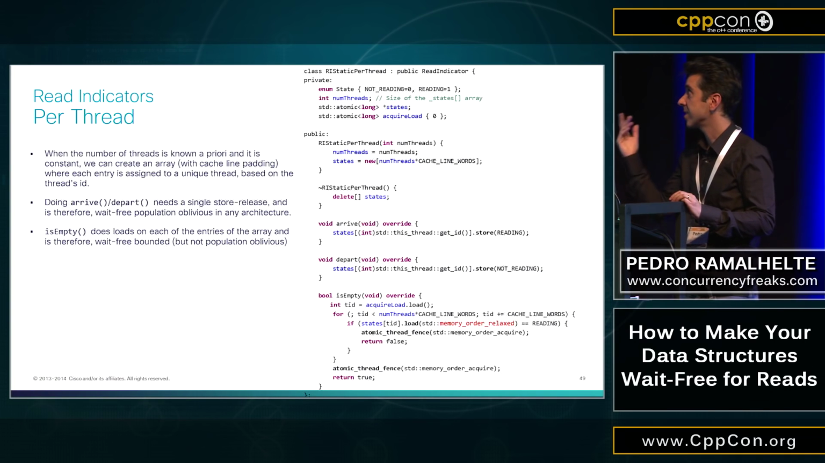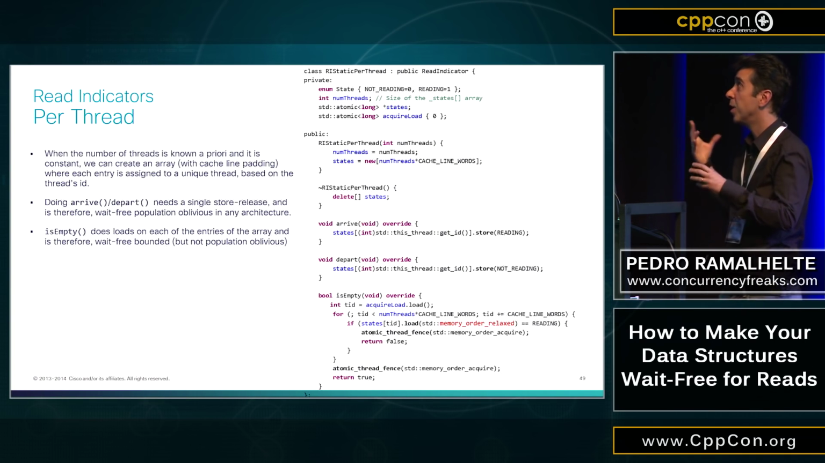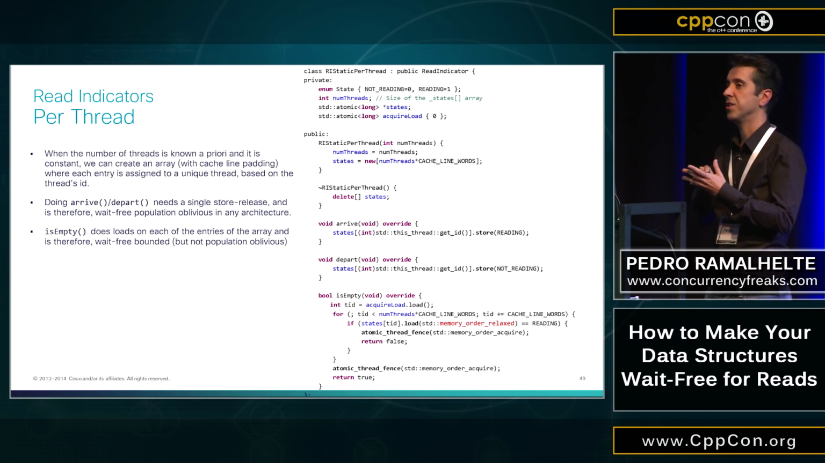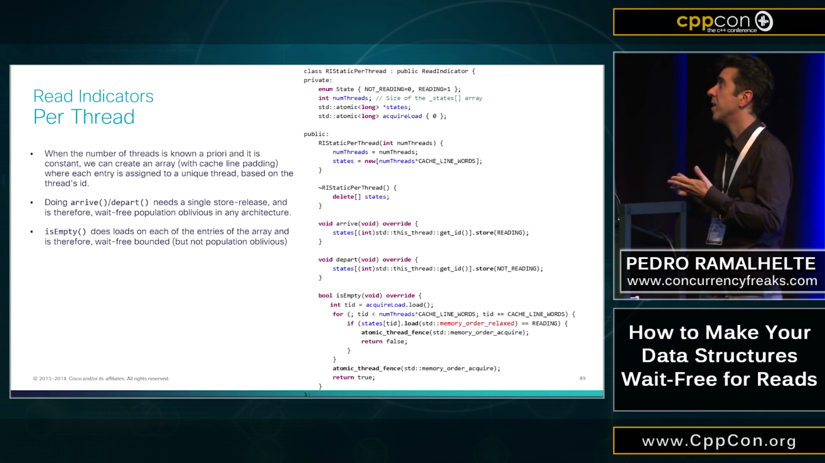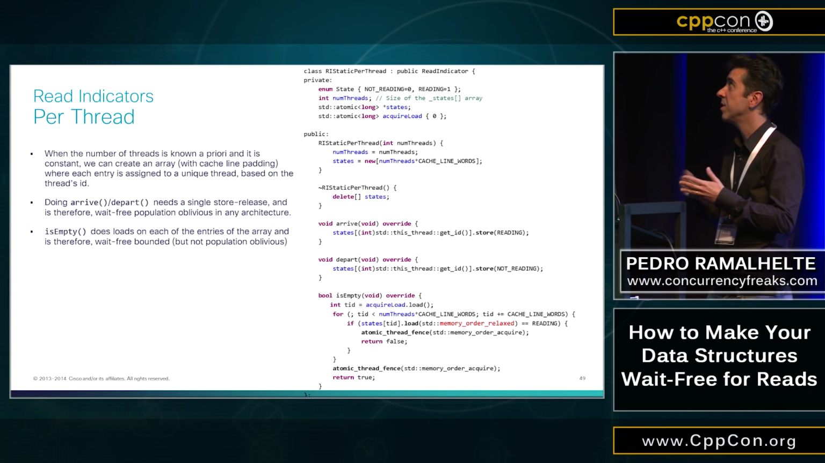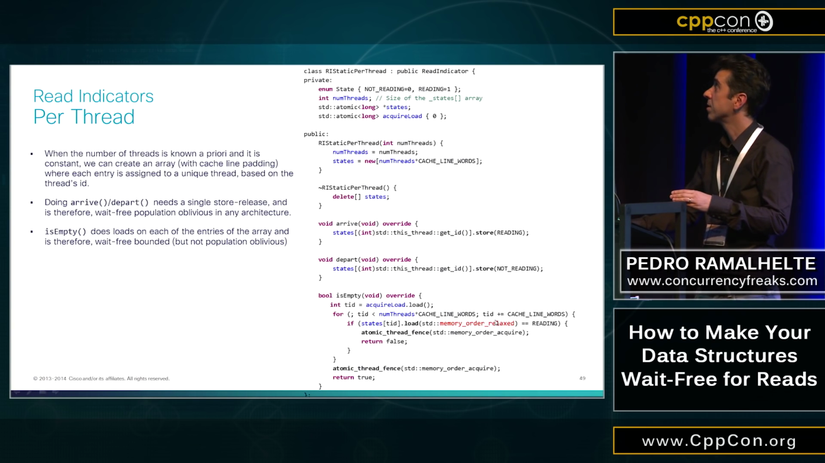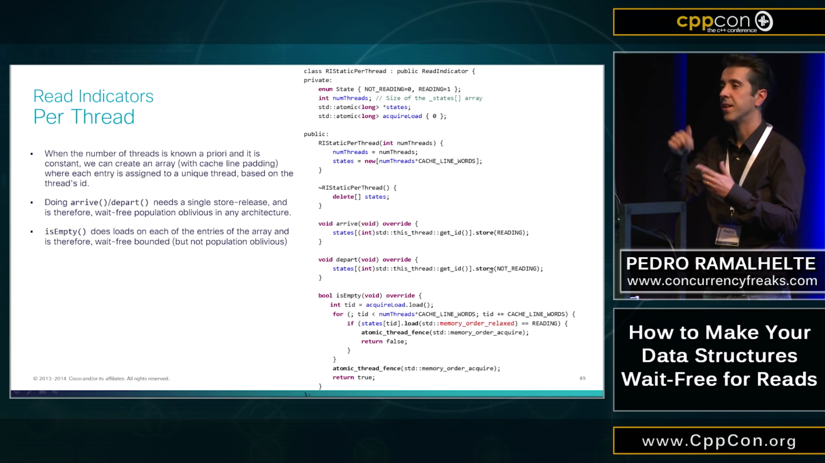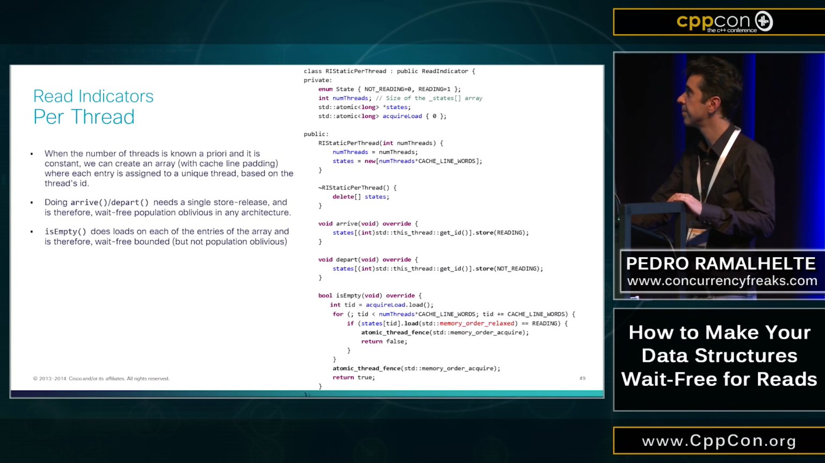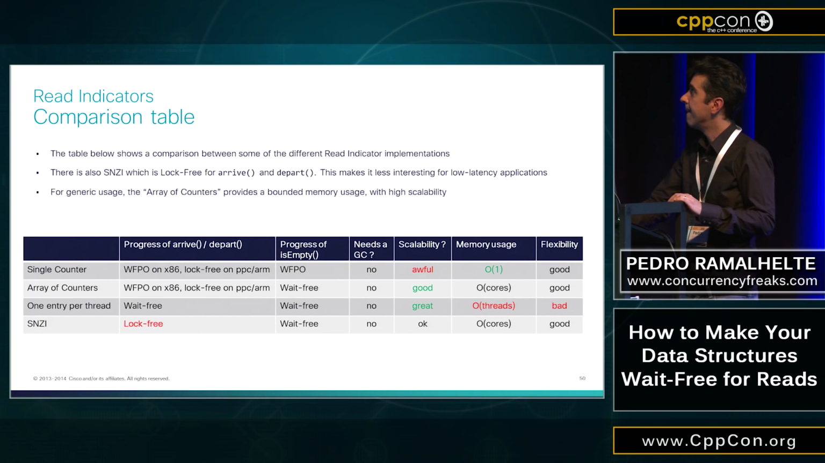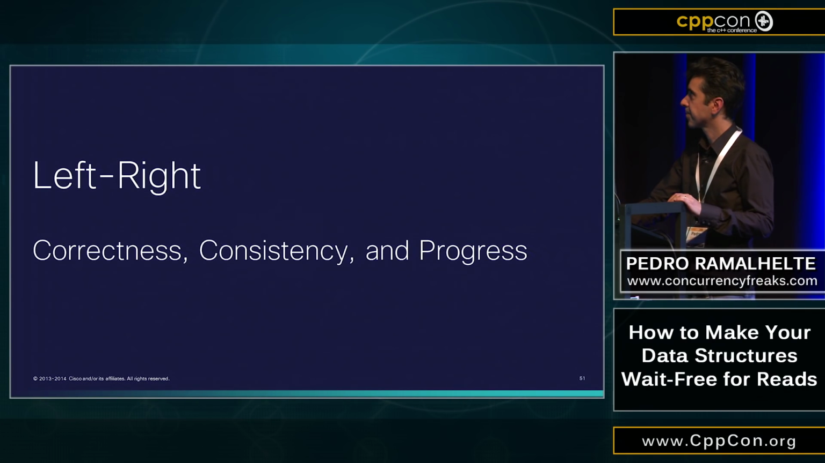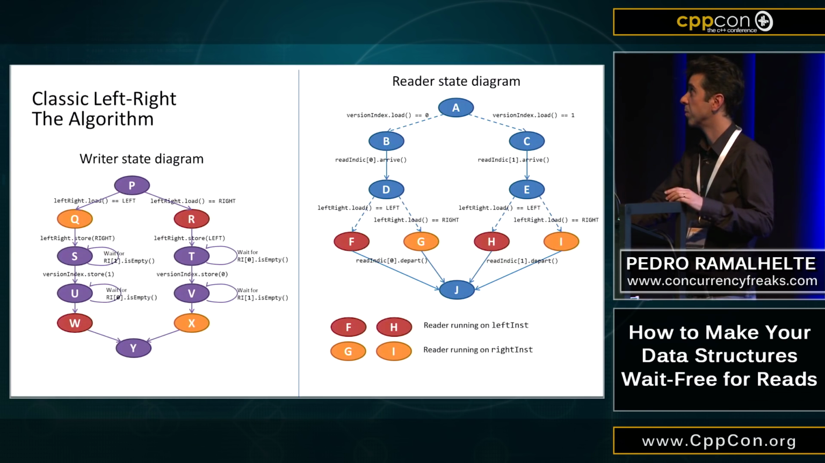But like I said before, if you know how many threads you have in your application and you can assign an entry in the array for each of them, then okay, even better. Then they don't have to compete, and they can just do a regular store saying whether there's a reader there or not. So that's even better. I'll skip that.